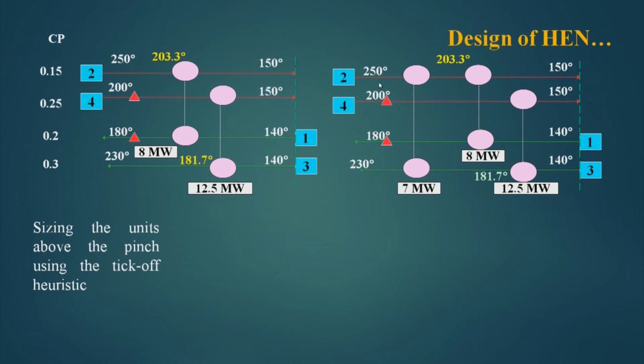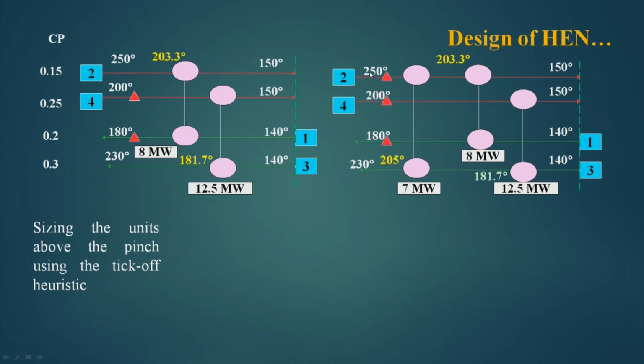Now, if this has got 7 megawatt of heat left with it, it can directly pass the remaining heat, that is 7 megawatt, after transferring this, directly to this, so that this will be ticked off. So, this is ticked off now, and the temperature after passing this rises to 205 degree centigrade.